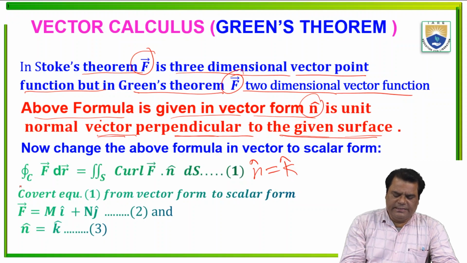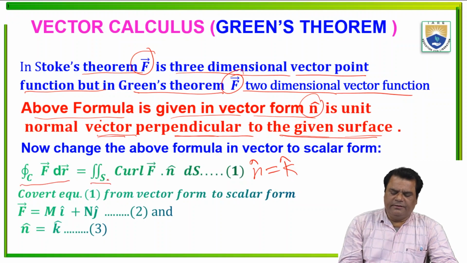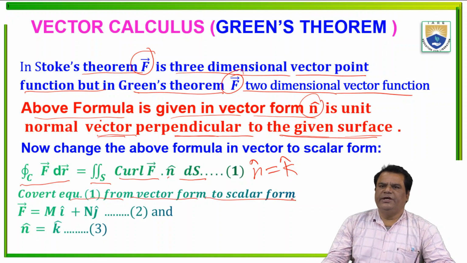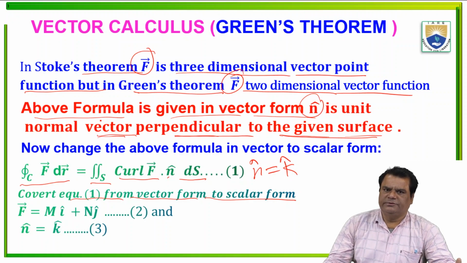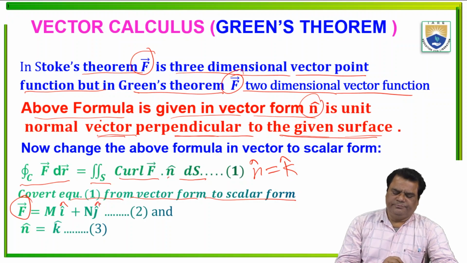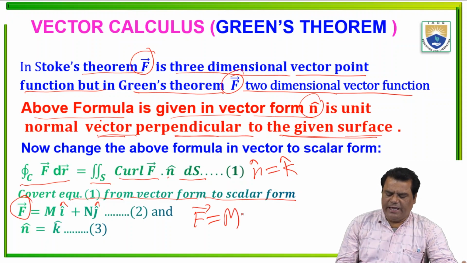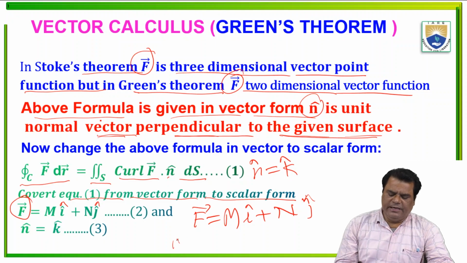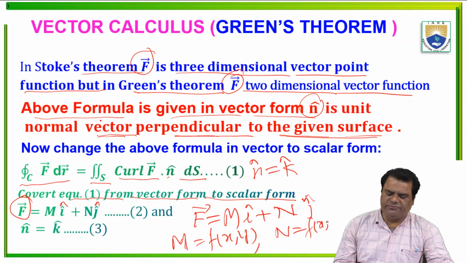So here, the line integral of F dot dr equals the double integral over the surface of curl F dot n dS. This is equation 1. Convert equation 1 from vector form to scalar form. In Green's theorem, we apply the Green formula, not the Stokes formula. So the vector point function F is M i cap plus N j cap. Here M is some function of x and y, and N is also some function of x and y.